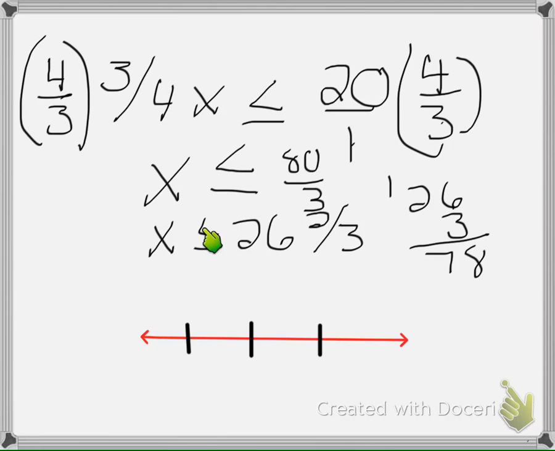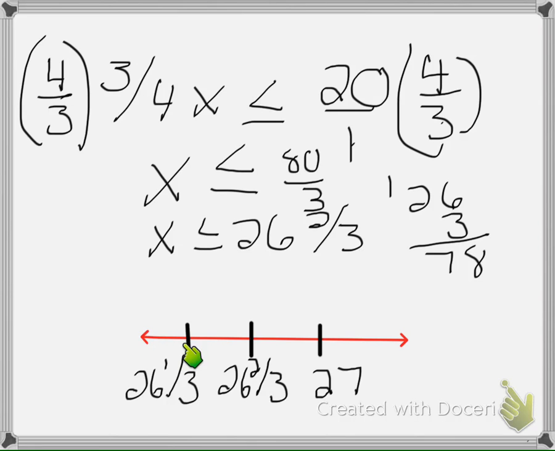Now this is less than or equal to 26 2/3. So 26 2/3 goes here. Then 27 goes here, and 26 1/3 goes here. I'm counting by 1/3 on my number line. So 26 1/3, 2/3, 26 3/3 is really the same as 27. Okay, and then the numbers that are less than or equal to are facing to the left.